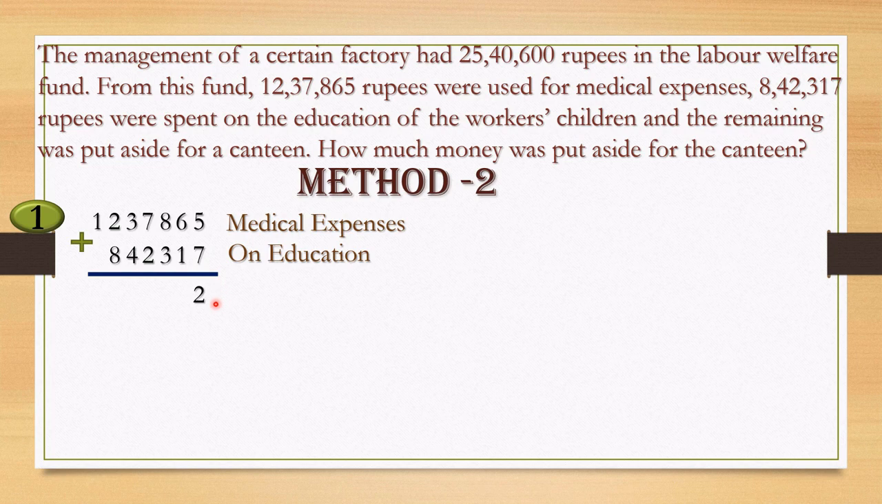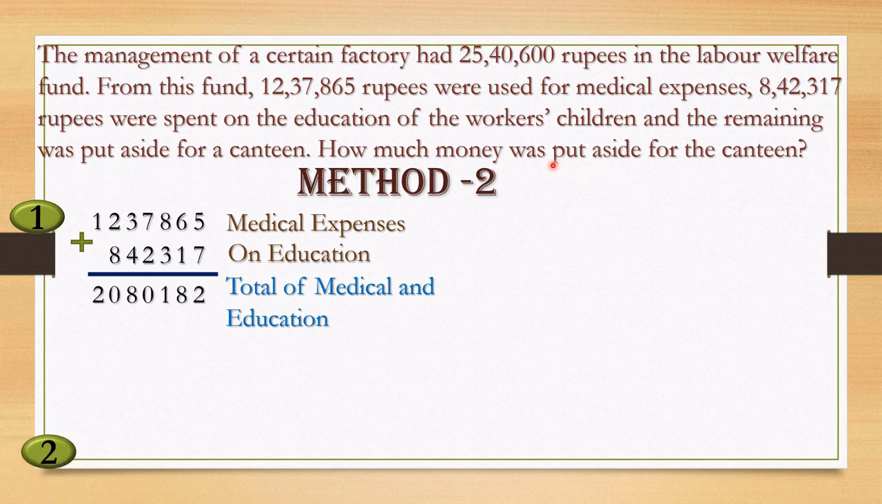5 plus 7, that is 12. 6, 7, 8. 8 plus 3, 11. 7 plus 3, that is 10. 4 plus 3, 7 plus 1, 8. Then here 10, 2. Means 20,80,182, that is total of medical expenses and education. This we got. Now what we have to find? We have to find the amount used for canteen.